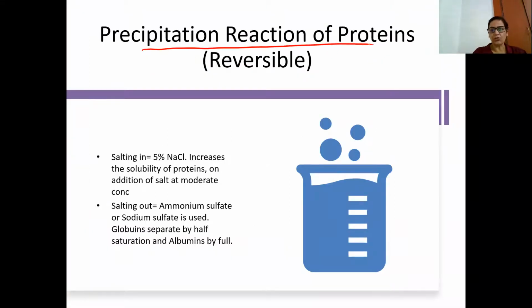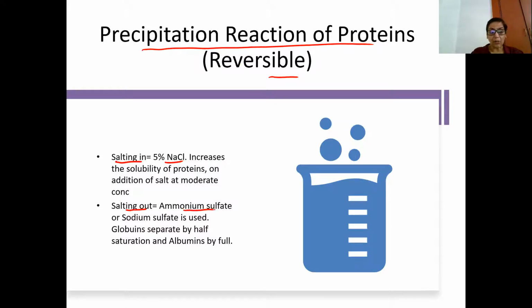Now, precipitation reactions of proteins means precipitate. The proteins are easily precipitated whenever we add a salt to them. So there are two processes: one is salting in, one is salting out. What is the basic difference? Salting in is in the presence of 5% sodium chloride. It increases the solubility of the proteins, and on addition of salt, they start coming into solution.